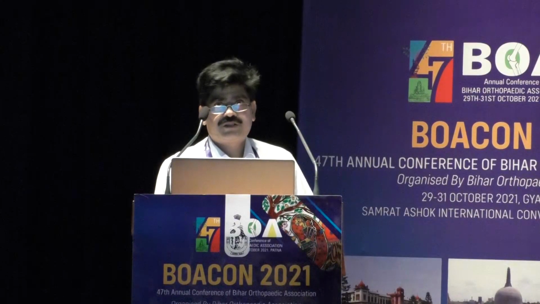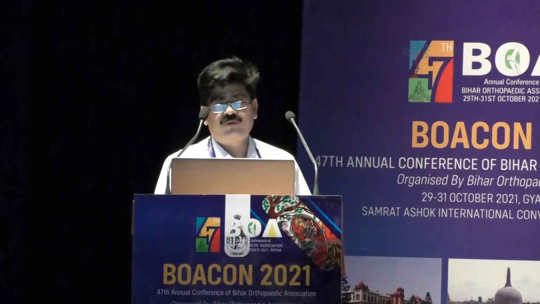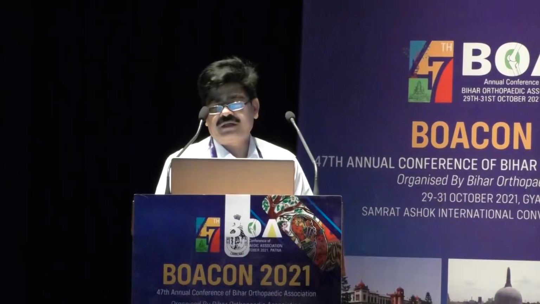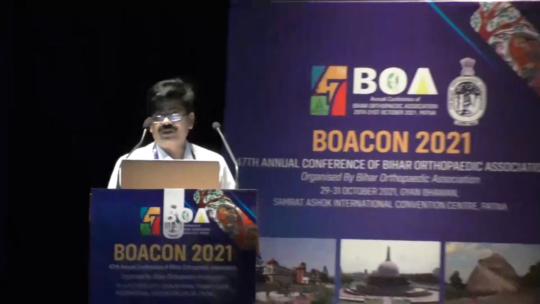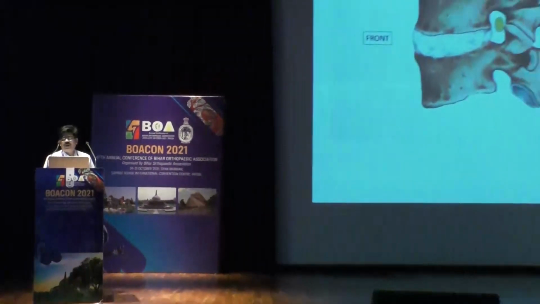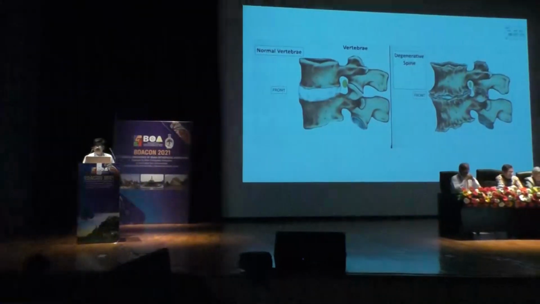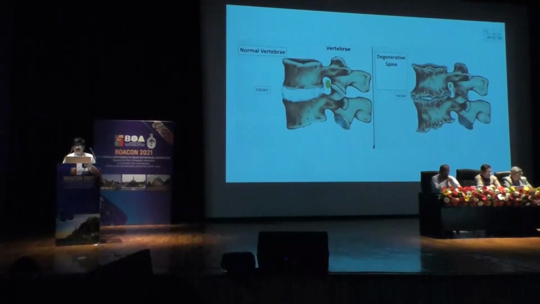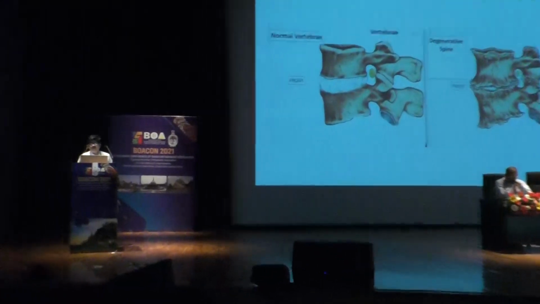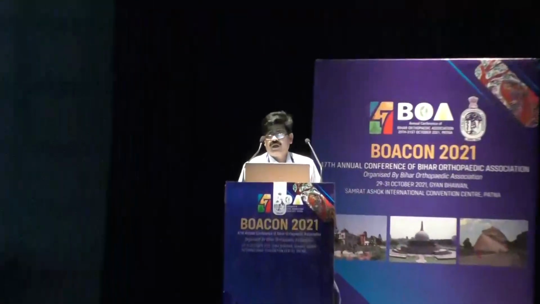Number one, the segment has a disc, vertebral body, and the neural foramen for the nerve root to pass. In the degenerative spine, all these things are changing. The disc height is reduced, the neural foramen is reduced, so there is neurology. So basically, spinal degeneration in the aging population of our society causes mechanical low back pain, less mobility and poor quality of life.